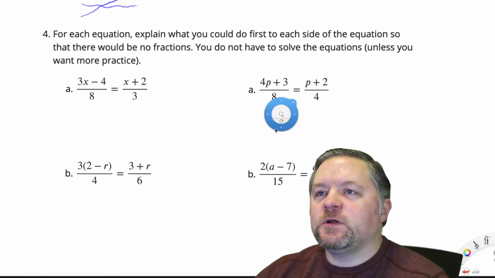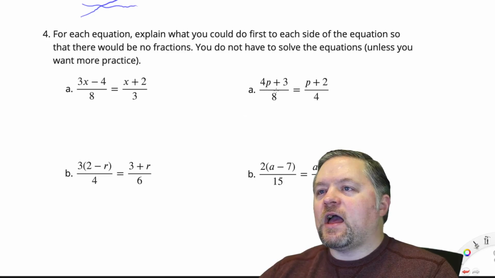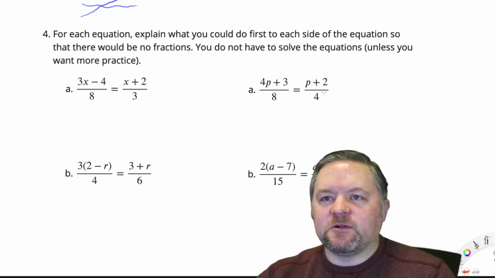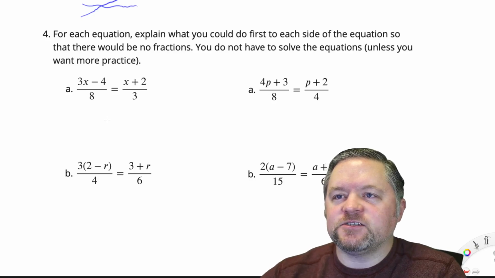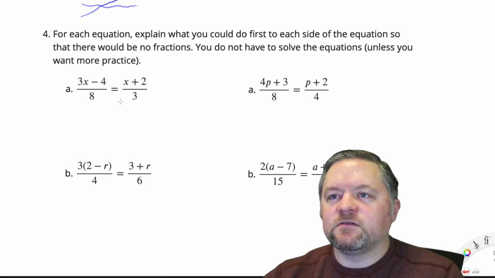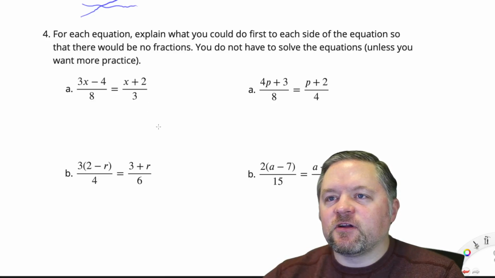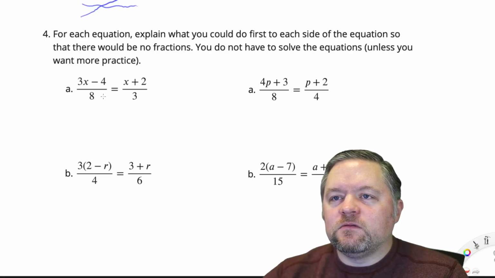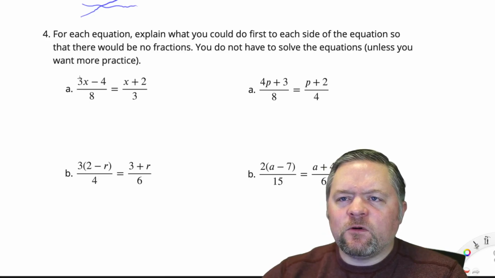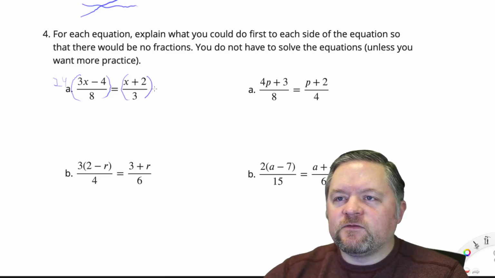For each equation, explain what you could do first to each side of the equation so there would be no fractions. You don't have to solve the equations. How many people are excited to see this saying you don't have to solve the equations? What would we have to do to get rid of these fractions? Well, I don't like this 8 and I don't like this 3. Well, 8 times 3 is 24.